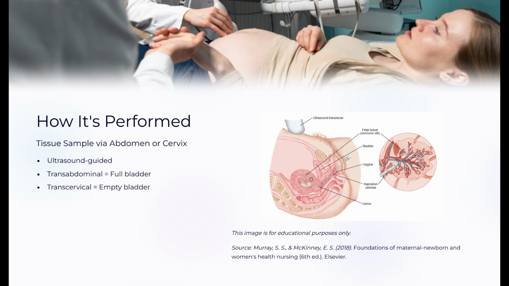The procedure uses ultrasound guidance to collect chorionic villi, tiny placental projections that carry the baby's genetic material. The sample can be taken through a thin catheter via the cervix or with a needle through the abdominal wall, depending on the location of the placenta. If the transabdominal approach is used, a full bladder is required to help lift the uterus into view. This bladder prep is an important procedural detail that often appears on exams and helps differentiate CVS from amniocentesis.